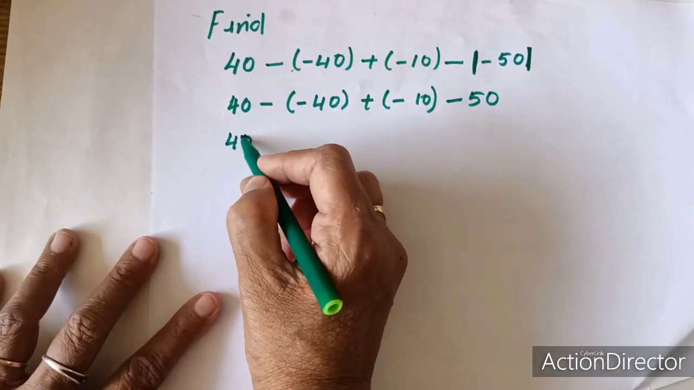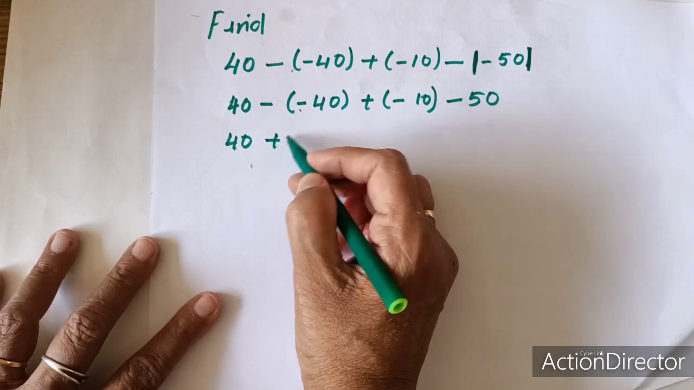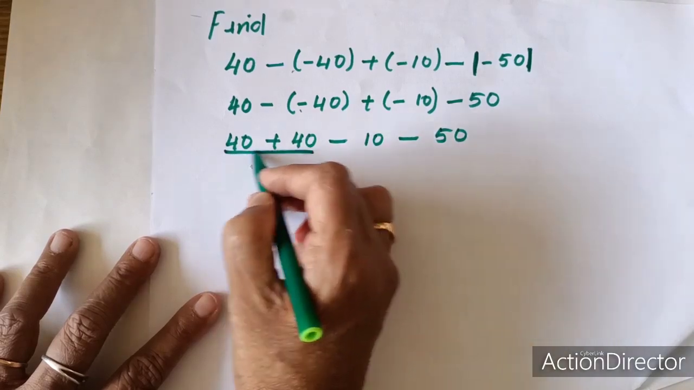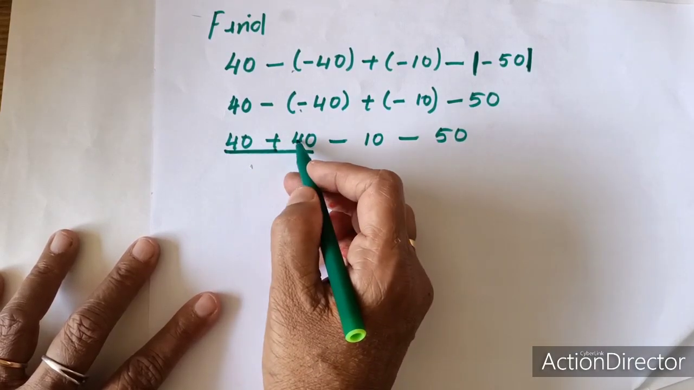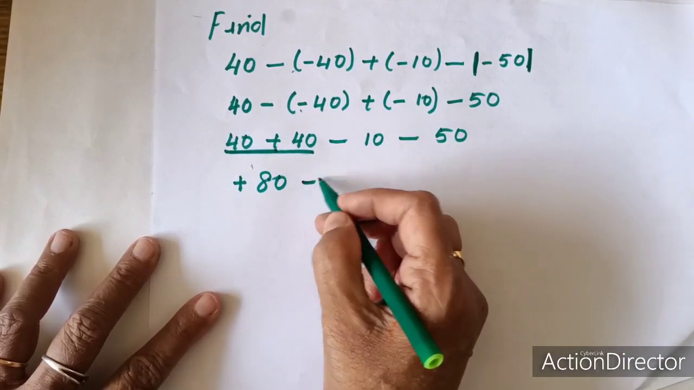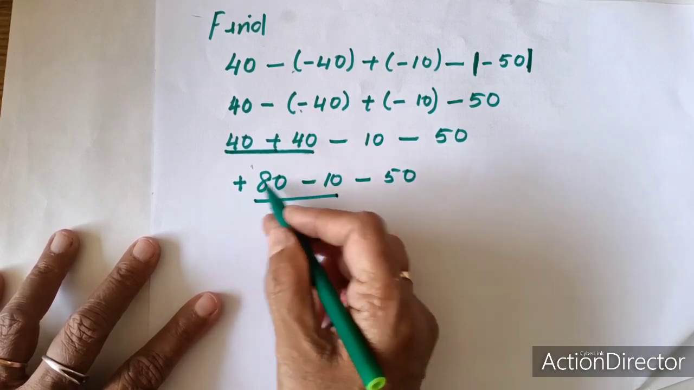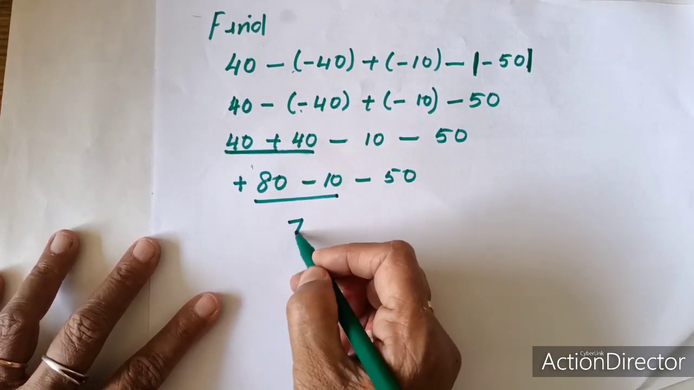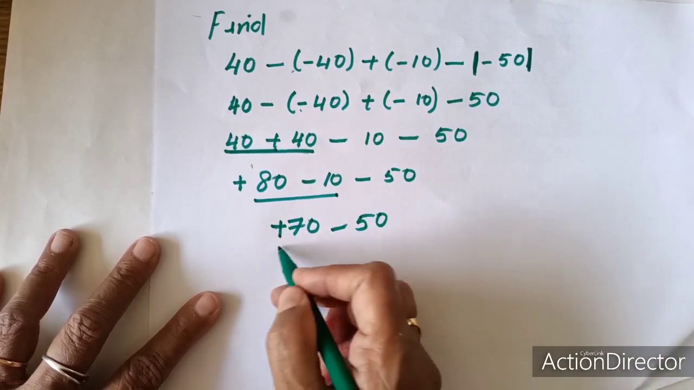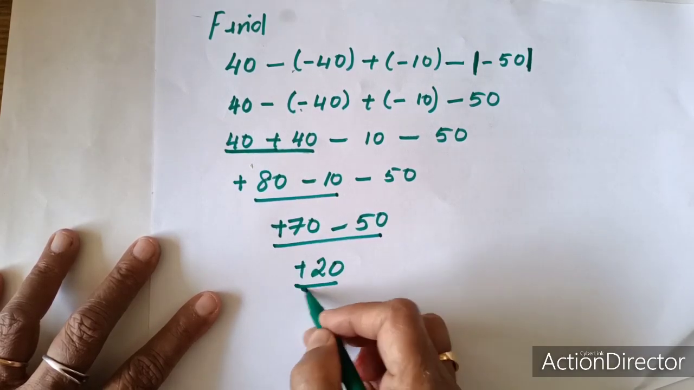40, negative of minus 40 is 40, minus 10, minus 50. So grouping these two numbers first. Both are positive, same sign, add. 40 plus 40 is 80. Put the sign of this. Minus 10, minus 50. Group. Different sign, subtract. 80 minus 10 is 70. Sign of the bigger number. Next minus 50. Again different sign, subtract. 20. Sign of the bigger number. So my answer is plus 20.